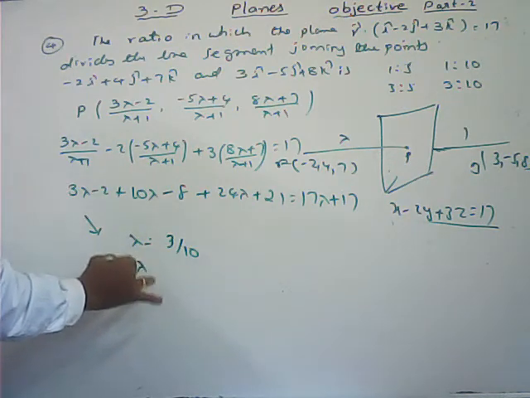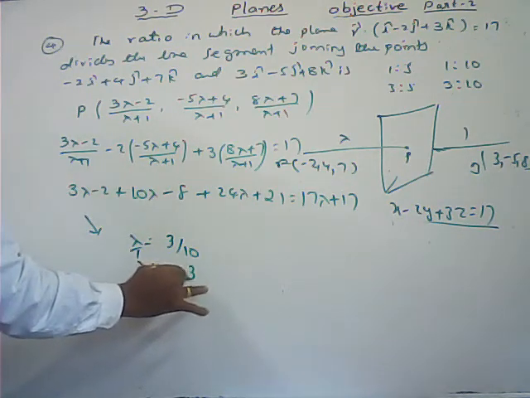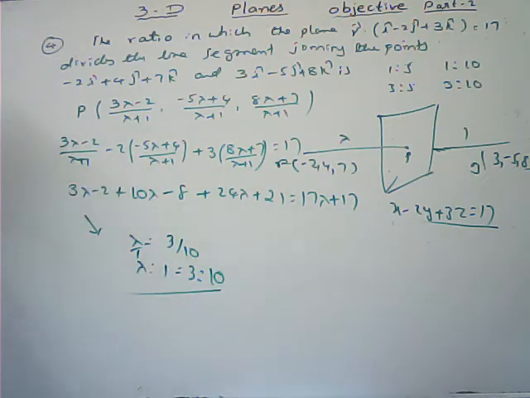Lambda plus 1 only. Lambda plus 1, that is equal to 3 by 10. That one is simplification, you can simplify that one.